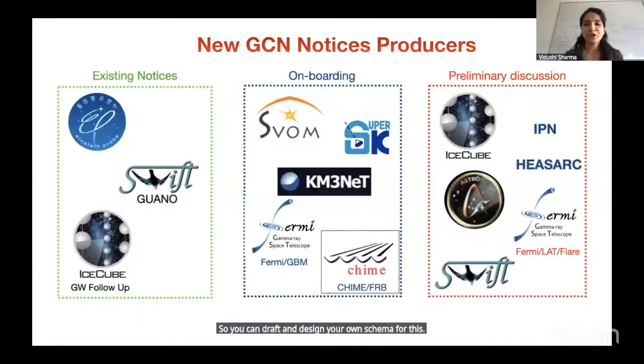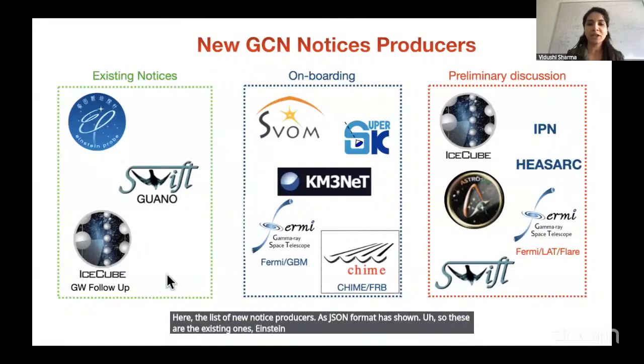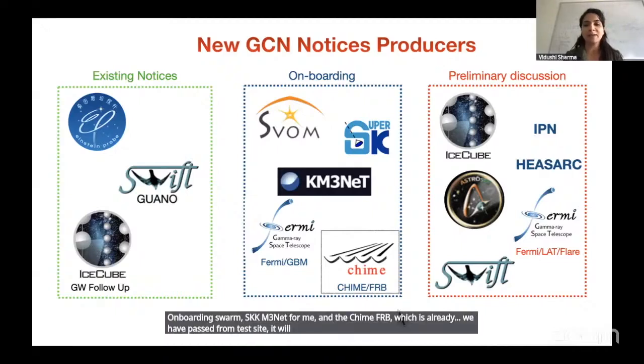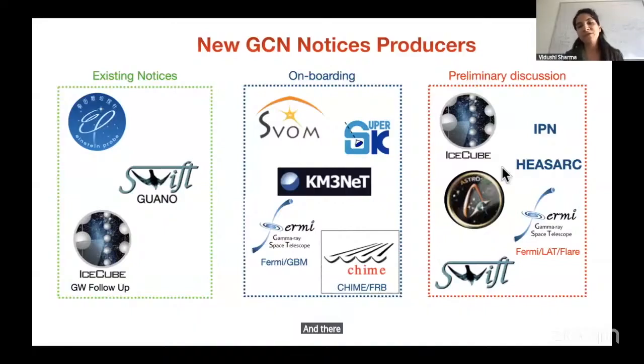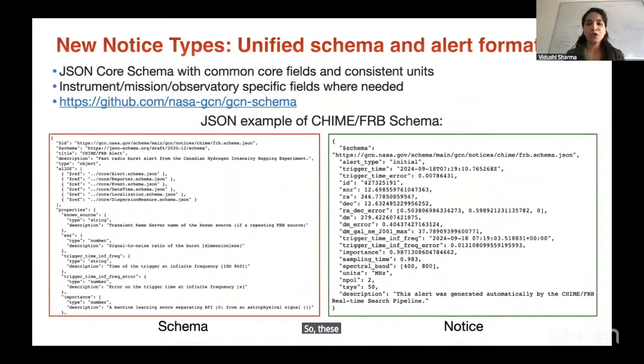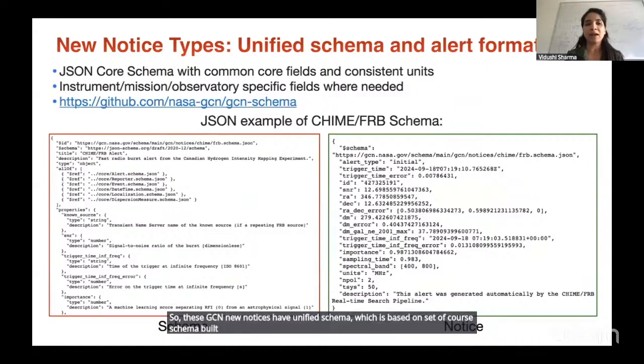Here the list of new notice producers in JSON format is shown. These are the existing ones: Einstein Probe, GUANO, IceCube, GW follow-up. Some are onboarding: SVOM, SK, KM3NeT, Fermi, and CHIME FRB, which has already passed from the test site. It will be in production within a few days. There are other missions in discussion for coming to these GCN notices. These new GCN notices have a unified schema, based on a set of core schemas built in JSON format.